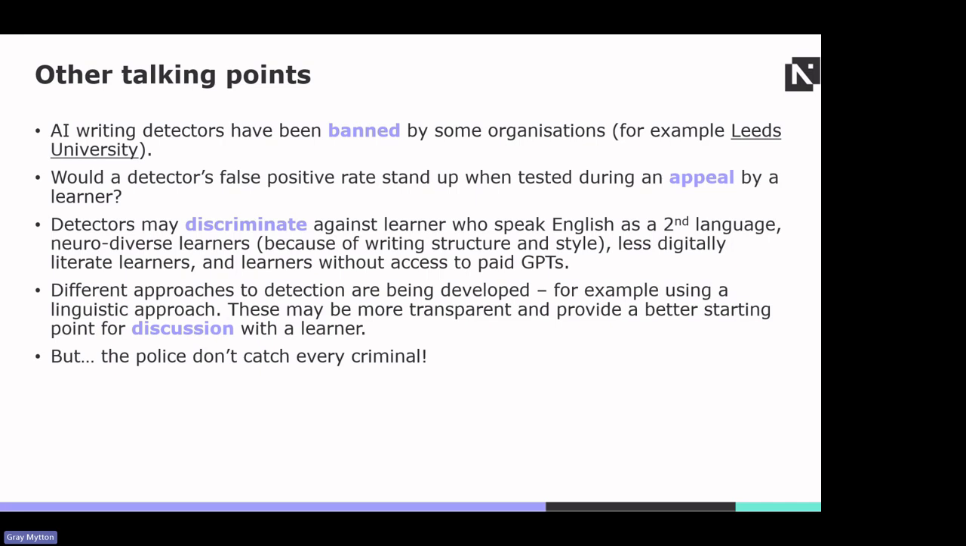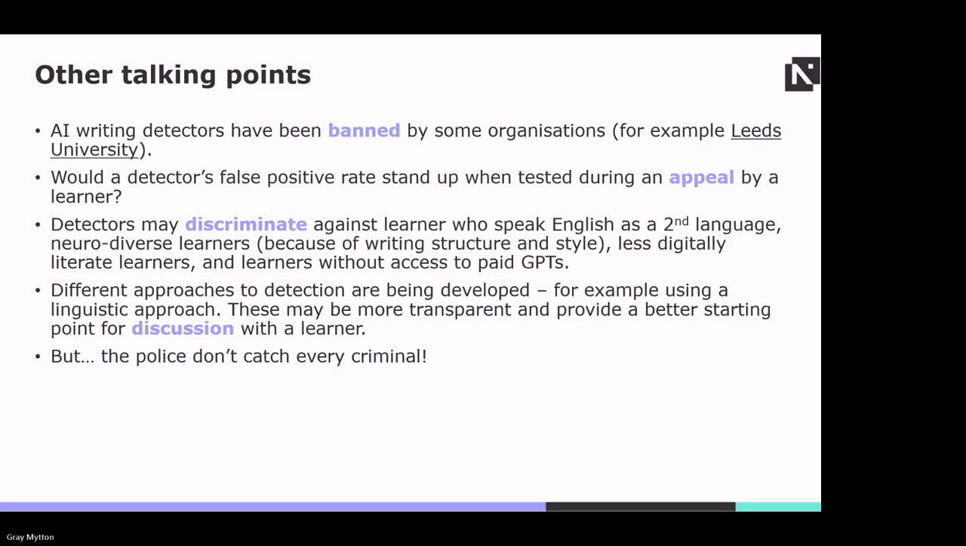And I've already made the point that if you maybe know how to try and evade detection, or you pay for something like ChatGPT 4.0, then you might find that you get an output that is more likely to not be detected as AI written, even if it is.